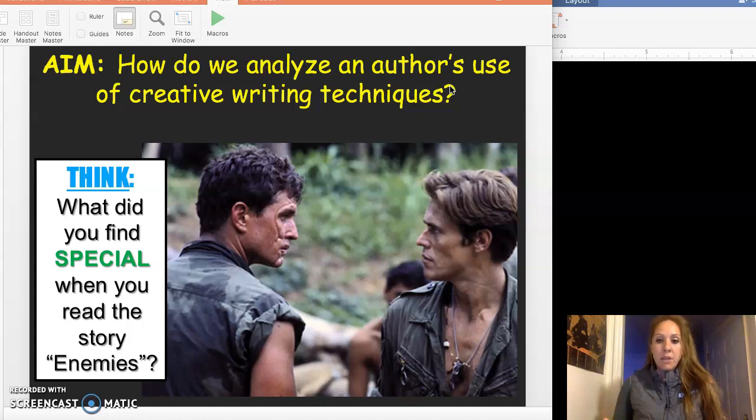And in this assignment, you had to read two very short chapters from The Things They Carried. The first one is called Enemies, and the second one is called Friends. So I want you to think about this picture and think about the question. What did you find special when you read the story Enemies?